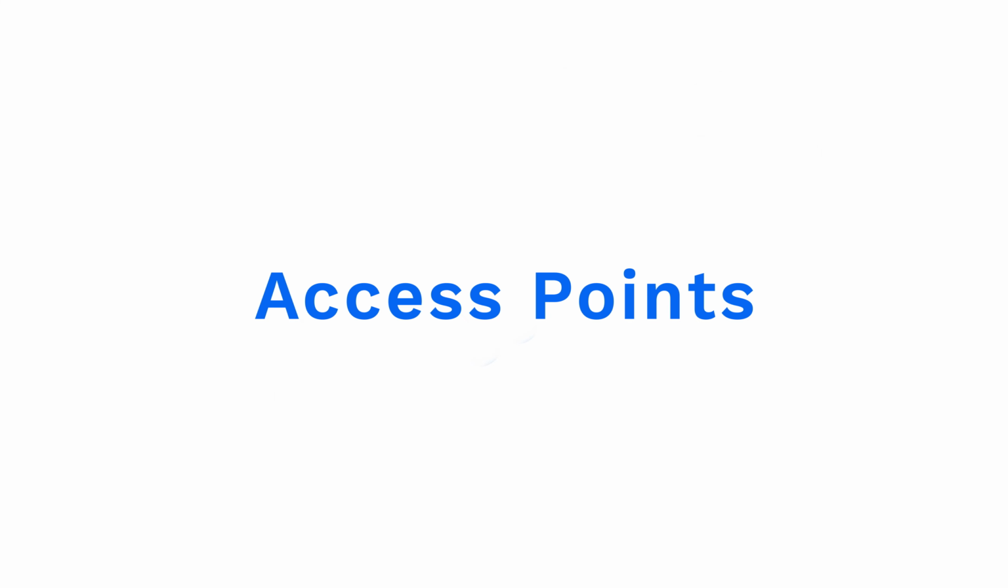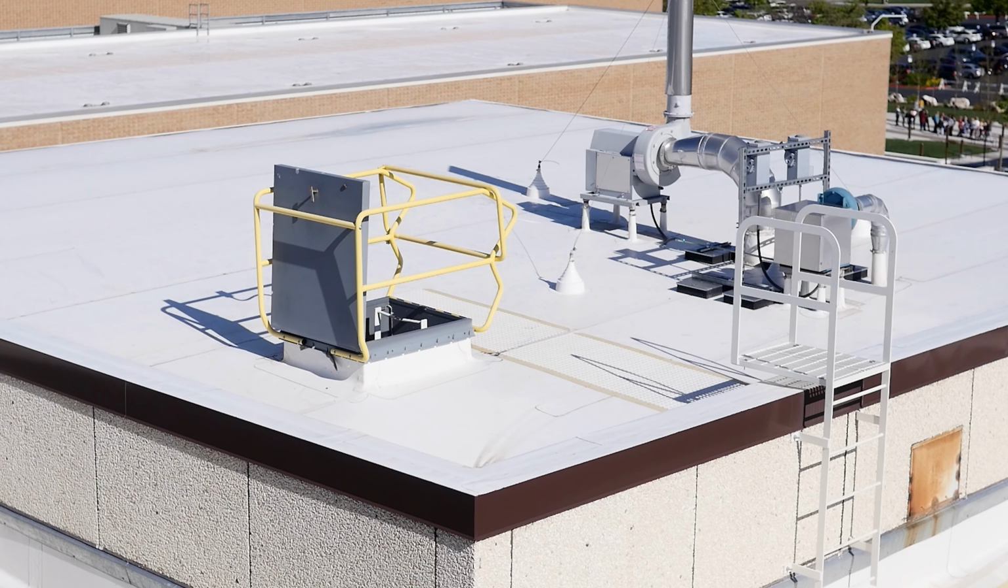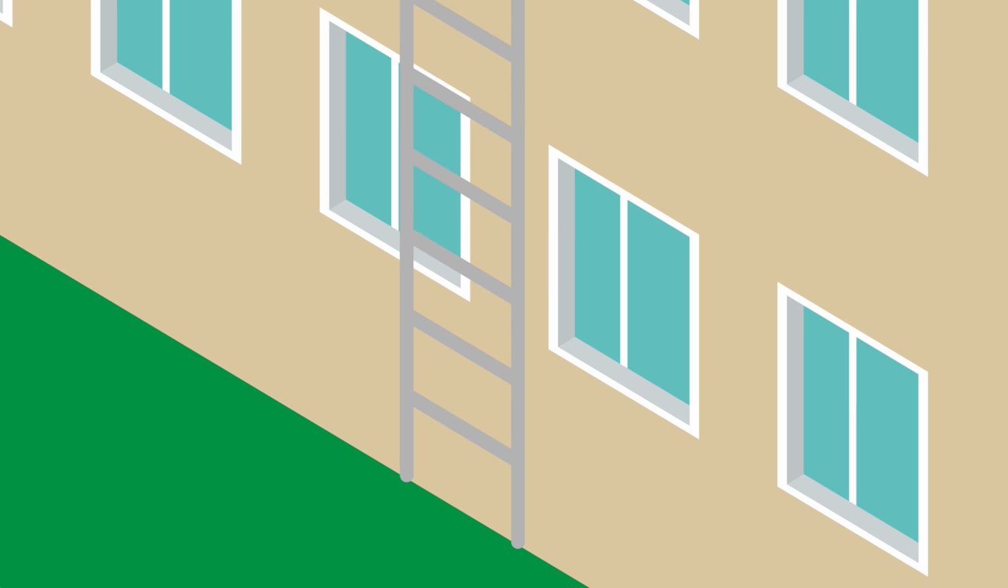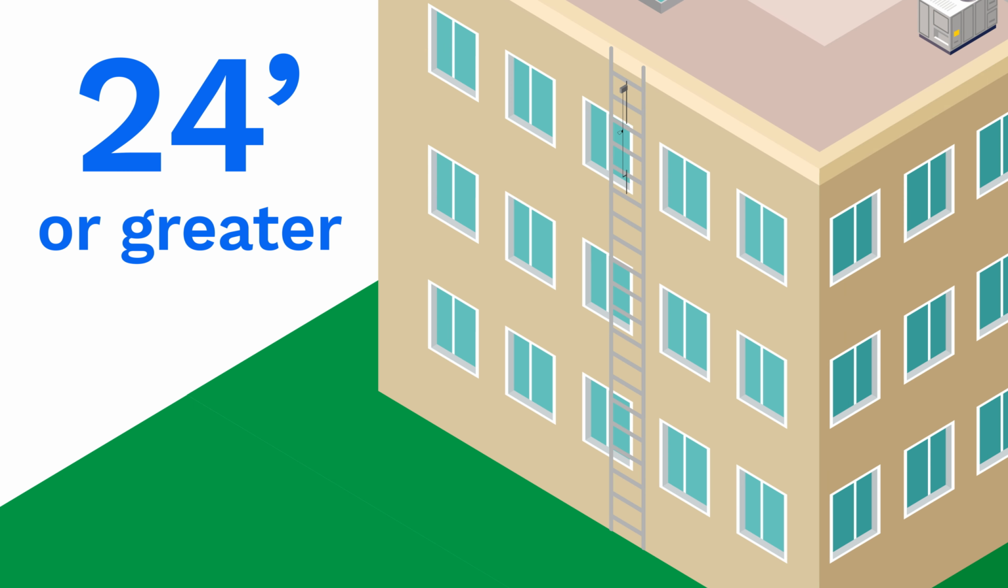in each. Access points. First, we want to look at all the points that the worksite can be accessed, such as roof hatches and ladders. If a fixed ladder is used to access the roof, verify that the ladder has a personal fall protection system, if it is 24 feet or greater. For more information on fixed ladder requirements, check out our video specifically on that subject.